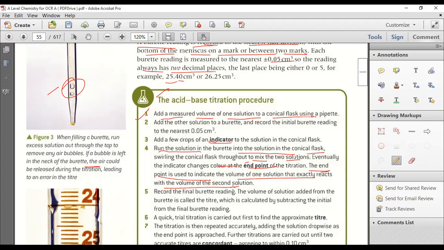In this point, fourth point, any doubt? Yeah, it's clear. Okay.